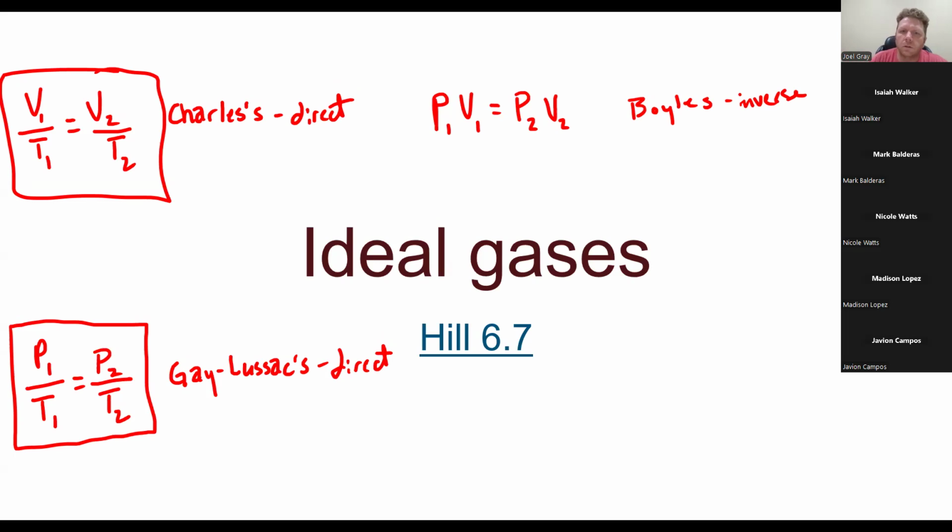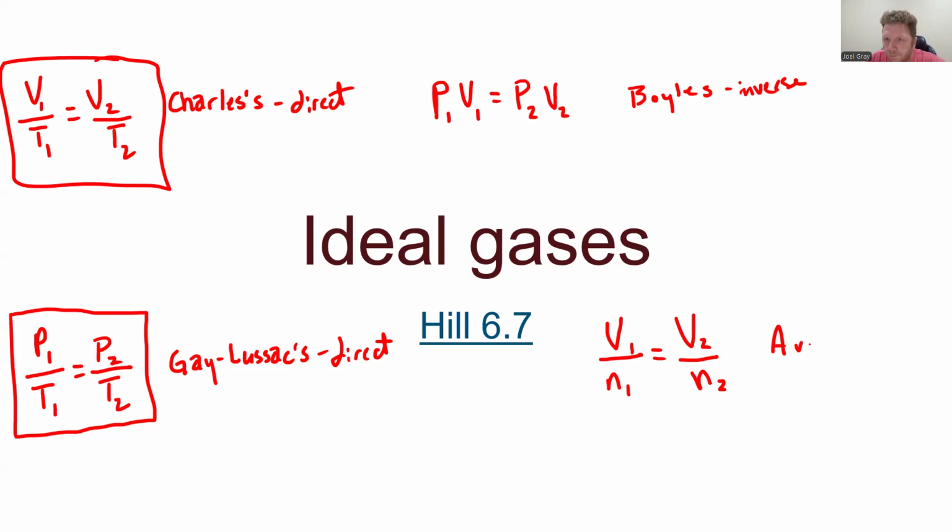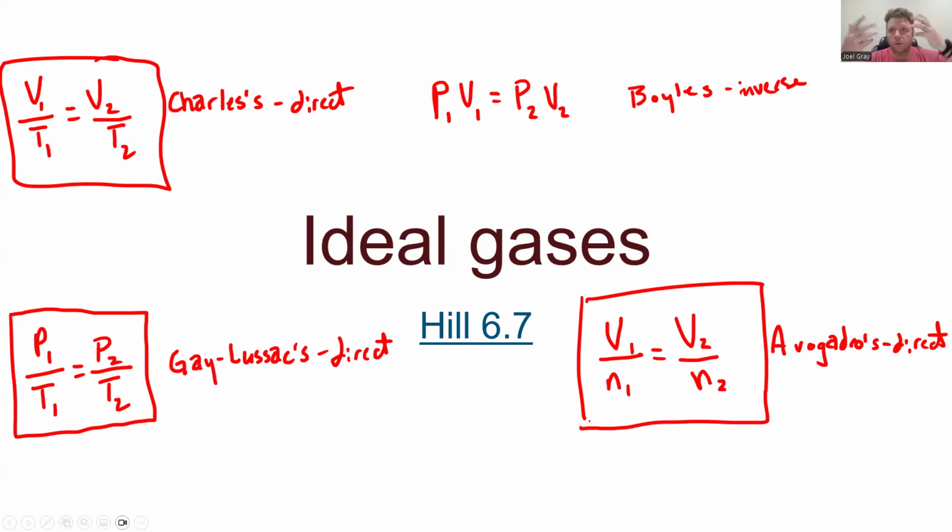Then last but not least, we have a relationship between volume and amount of a substance, written as V1 over N1 is equal to V2 over N2. This is commonly known as Avogadro's law, and this is also a direct relationship. I put boxes all around the ones that are direct relationships. So Charles's, Gay-Lussac's, and Avogadro's are all directly related.